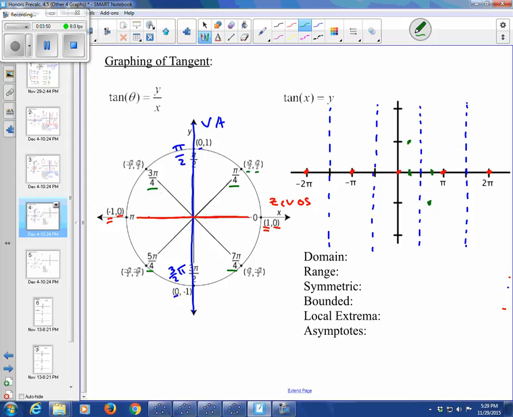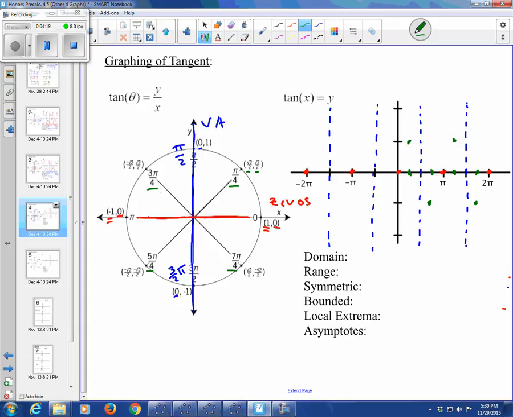At 5/4 pi, we get a negative x and a negative y. So those two negatives are going to cancel, and we are going to get a positive 1 at 5/4 pi. And at 7/4 pi, we can see that we are going to get a negative 1, because we have a positive x and a negative y. So 7/4, that's all but 1/4 to 2 pi, is going to give us a negative 1.